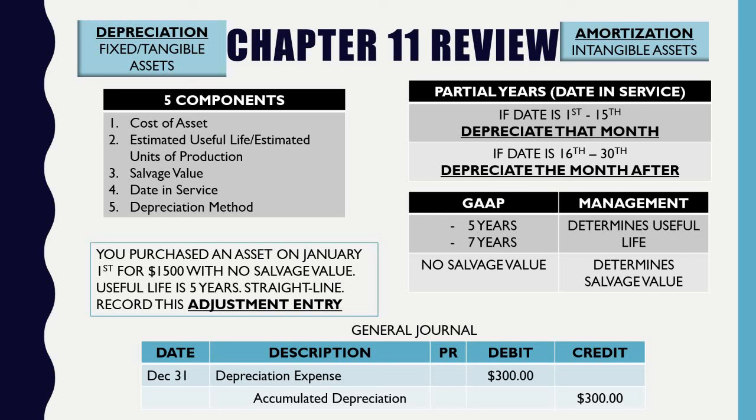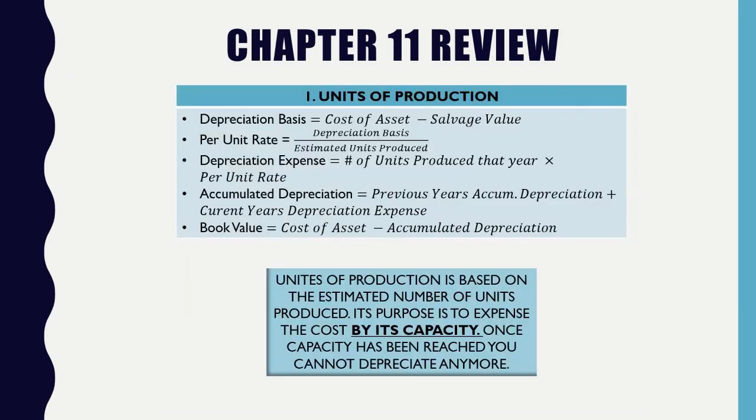Okay. Any questions in chapter 11.1? Okay. Here are the formulas that you need to have. Any questions? Okay. All right. Little fun fact here: units of production is based on the total number of units that it can produce. Therefore, it has a capacity. So just a little reminder for you, okay?